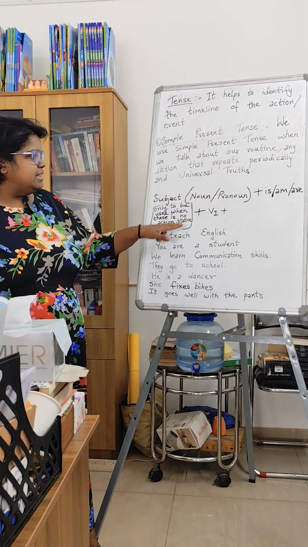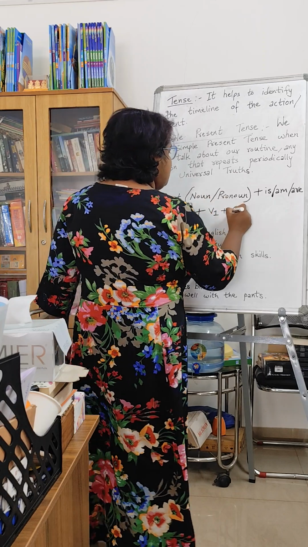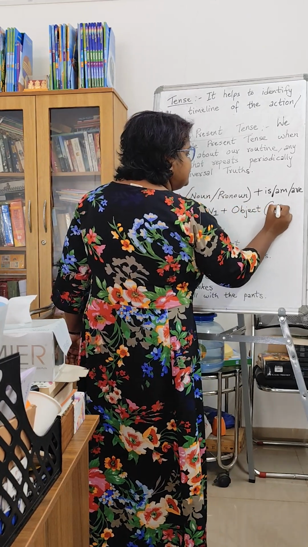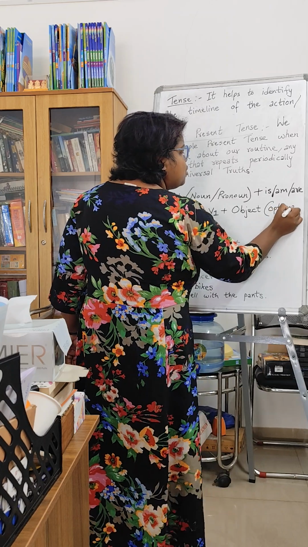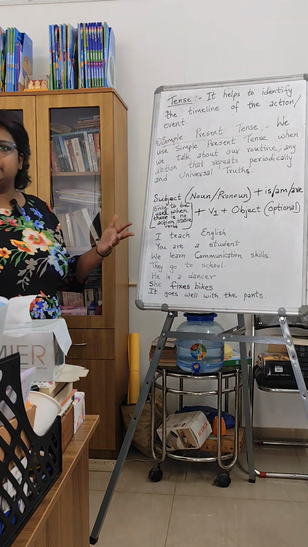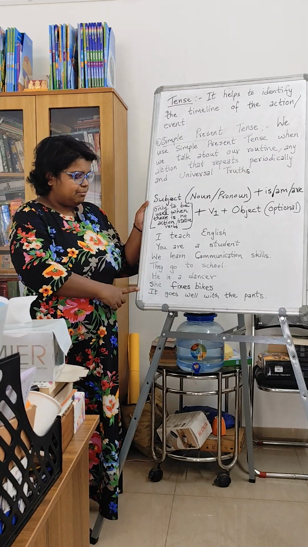Look at the examples and then plus v1 plus object. Object is again optional. Sentence में object नहीं होगा तो चलेगा. It can still work. That depends upon the type of verb you have, transitive or intransitive. We'll talk about it a little bit later. Now let's look at these examples. I've given you all 7 examples.